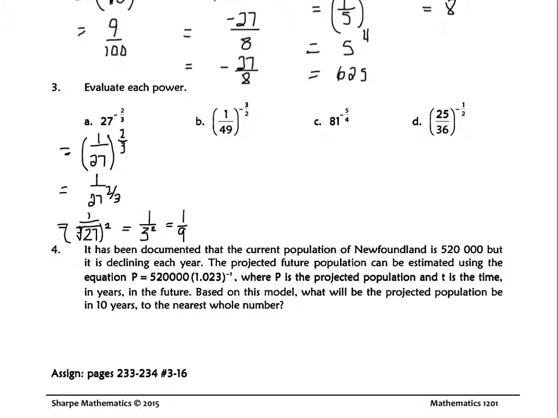And the next one, negative in the exponent means flip the base, which is going to be 49 to the power of positive 3 over 2. And then that would become the square root of 49 all cubed, which becomes 7 cubed, or 7 times 7 times 7, 49 times 7. Just do that over here. I don't have my calculator close by, so that's 7, 28, 34, 343.